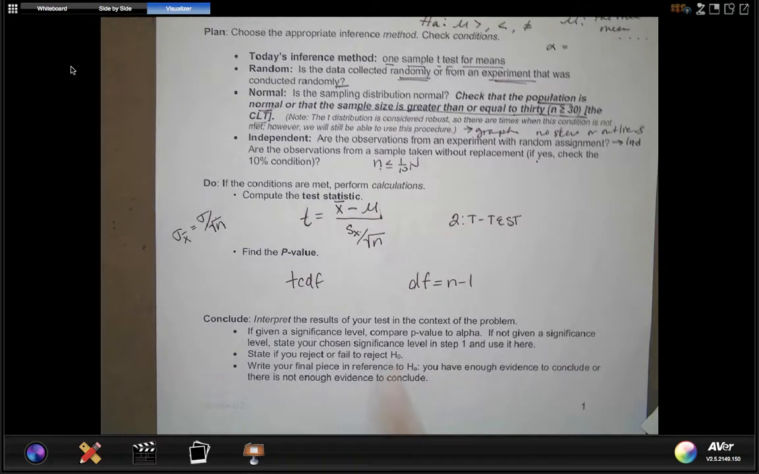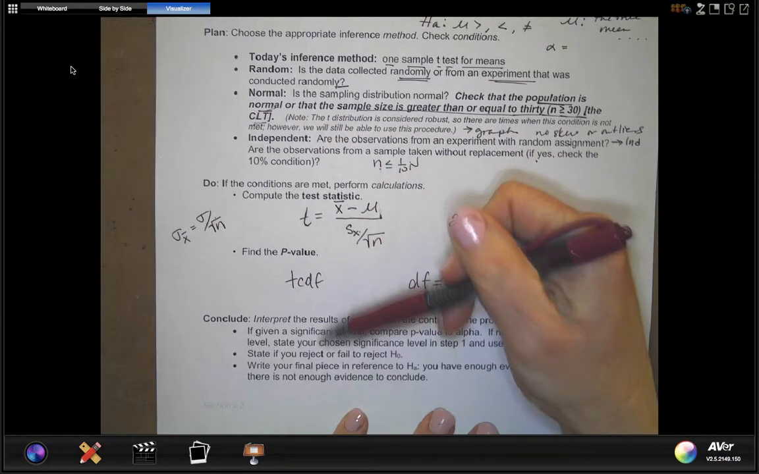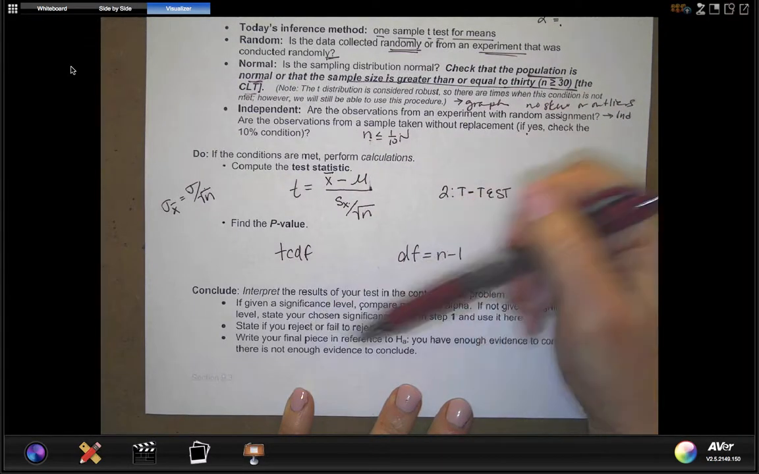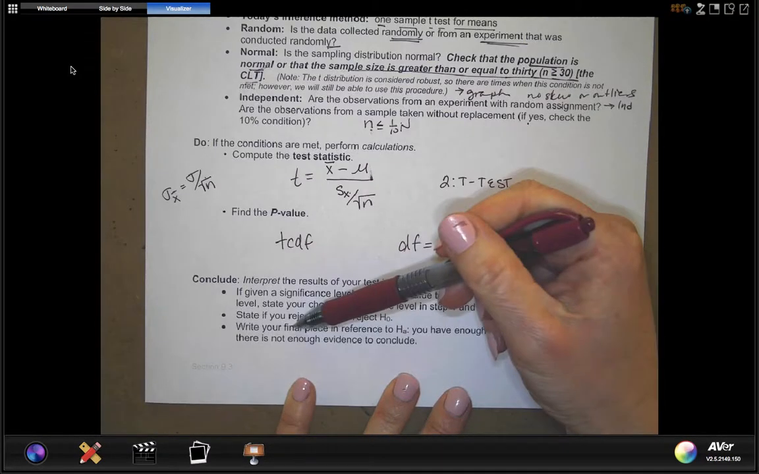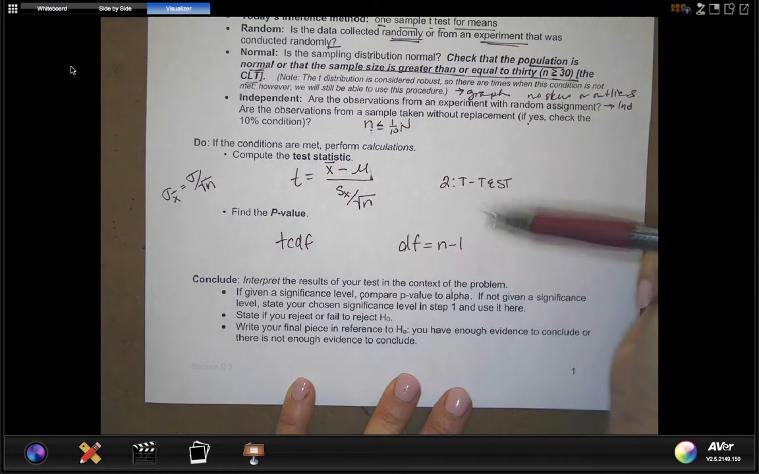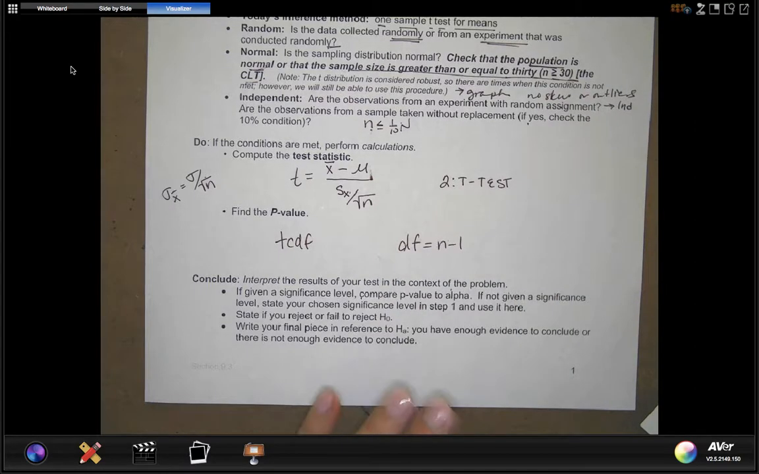All right, this right here looks the same as it's always looked. So if you're given a significance level, compare your p-value to alpha. If not, make sure you choose one in step 1, compare it here. Are you going to reject or fail to reject? And then write your final piece in reference to HA. So you have enough evidence to conclude, or there's not enough evidence to conclude. It looks the same, okay? I'm not changing anything there.